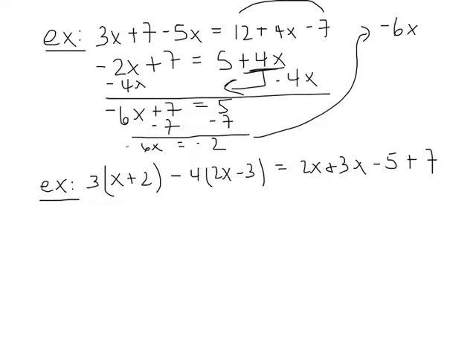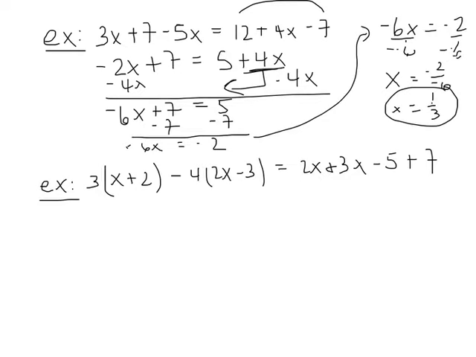Negative 6x equals negative 2. And my last step says divide by the leading coefficient. So I'm going to divide both sides by negative 6. So on the left, I'm just left with an x, and on the right, I'm left with negative 2 over negative 6. And I know a negative divided by a negative is a positive, and 2/6 simplifies to 1/3.